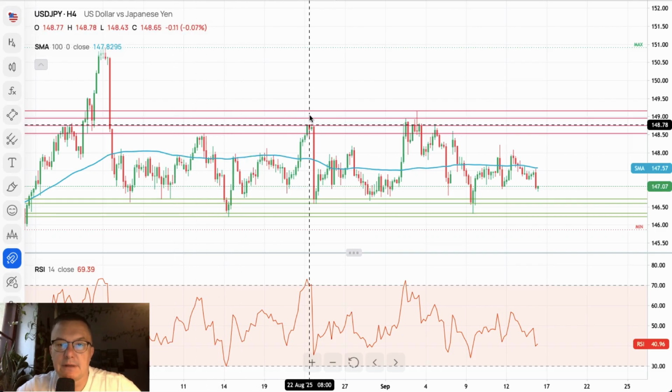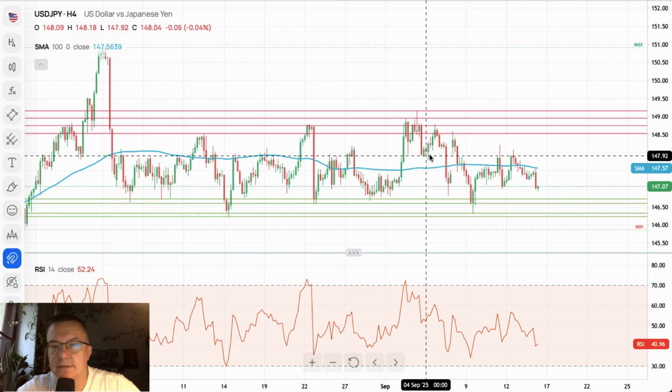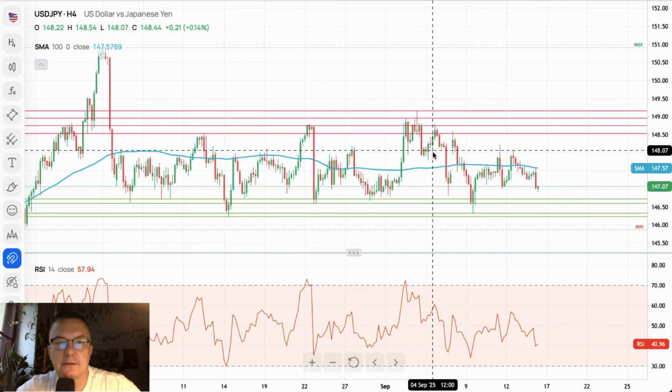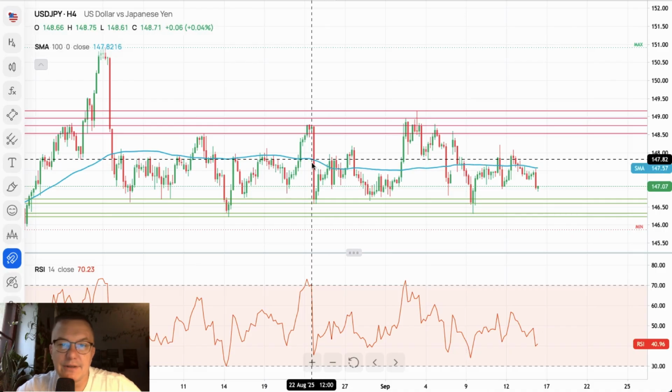supply to demand, from demand to supply, since the beginning of August. So it's been more than one month, one month and two weeks. It will be moving like this, and we're still waiting for the breakout out of this trading range.